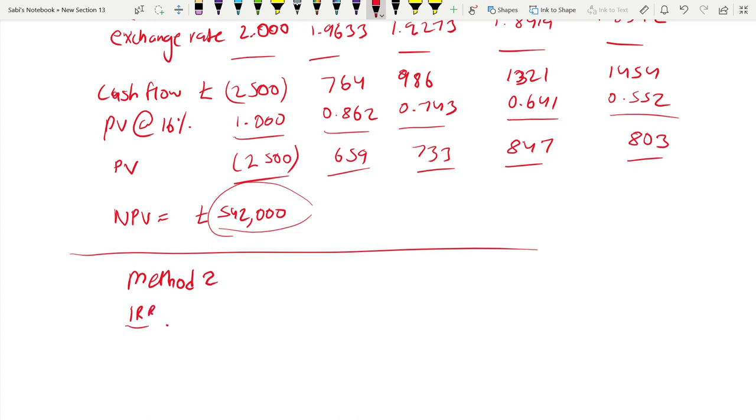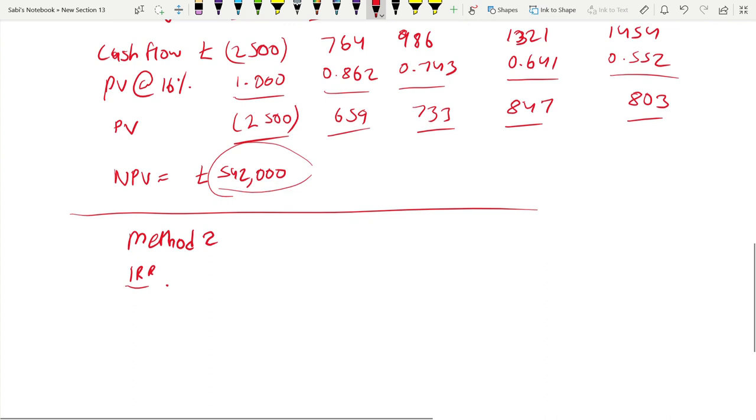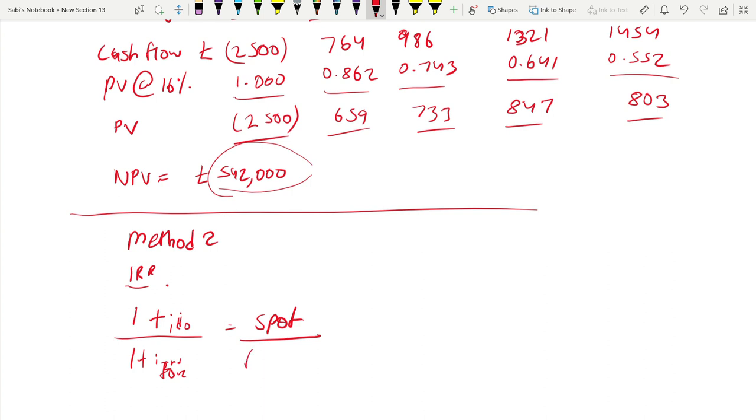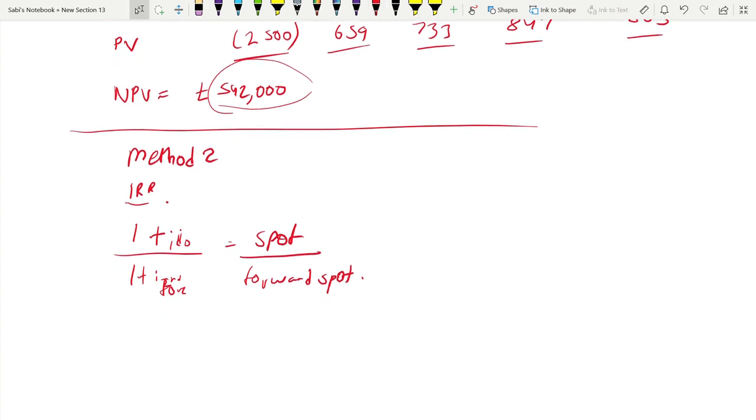IRP. So according to this, this is the formula: 1 plus the VAC, or the first interest rate, divided by 1 plus the interest rate of the second, I mean you can say this is the foreign country and this is the domestic country's interest rate, equal to spot divided by forward spot, or you can even write expected future spot, it does not matter, it's the same thing. Now you know what is spot and what is forward spot, you know the interest of one country, you just need the interest of the second country. So 1 plus 0.16, divided by 1 plus the interest of the dollar, which we want to find out.